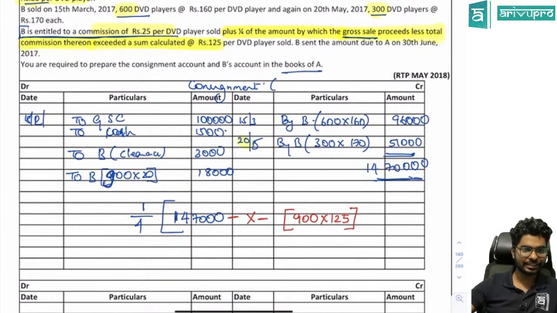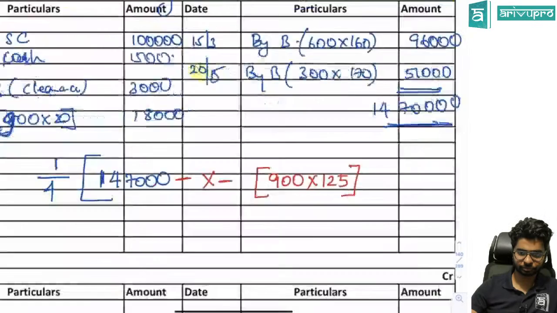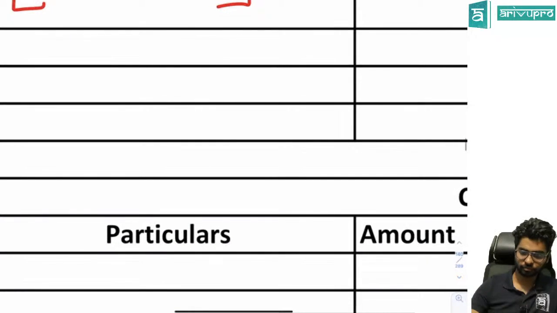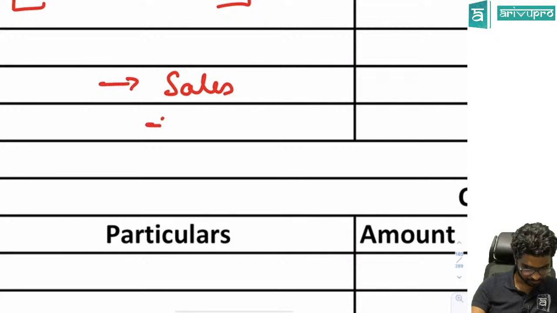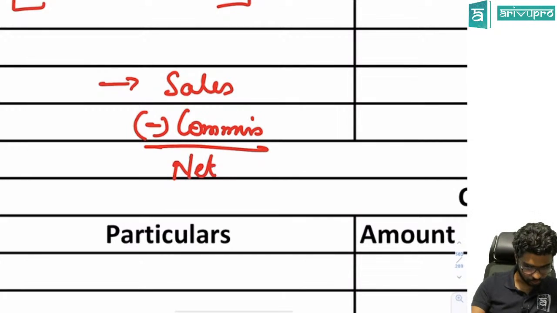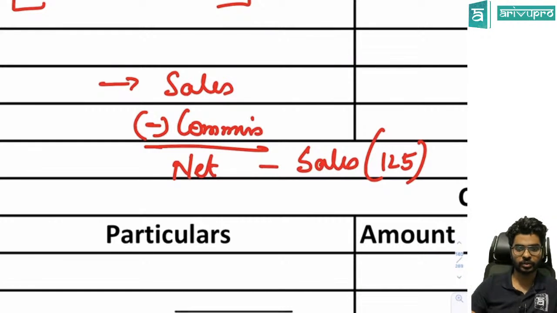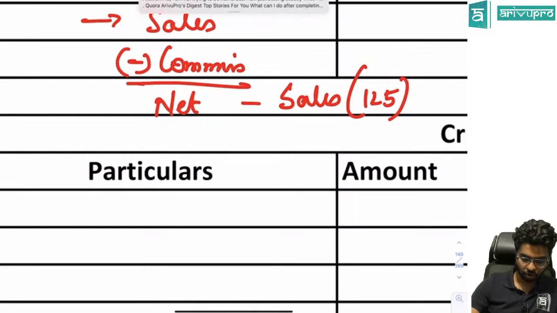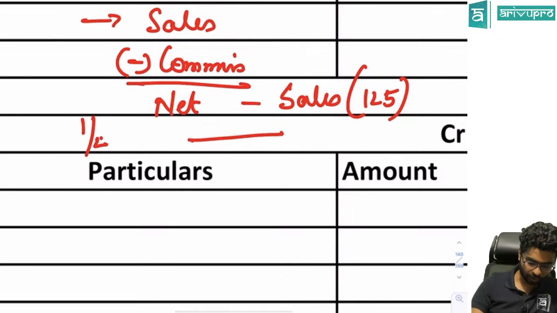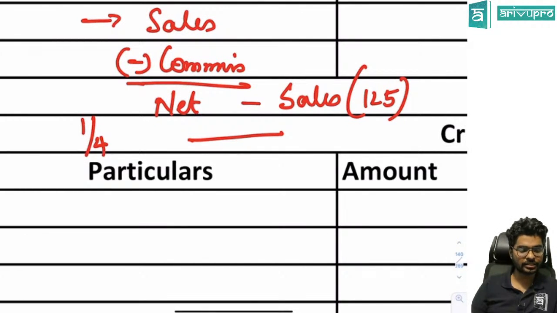So indirectly what they're telling is, boss, whatever your sale value is, reduce the commission you have got. This net value compare with how much you would have got had sales been at 125 rupees per unit. On this excess, I need a 1/4 commission. Did you understand this? Should I repeat this again?